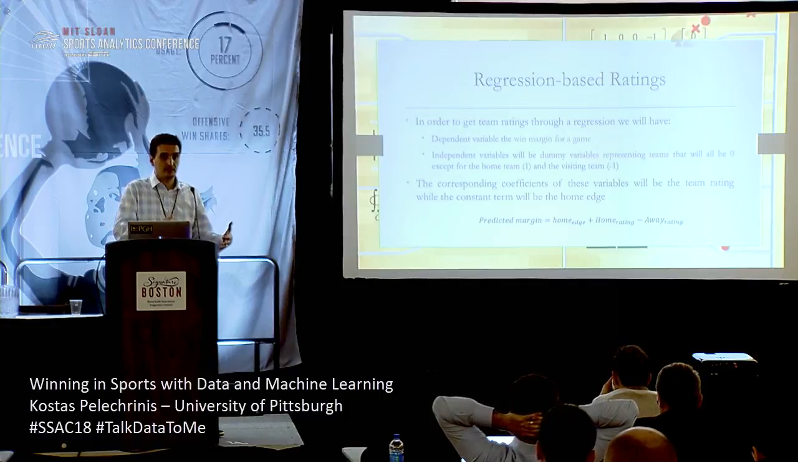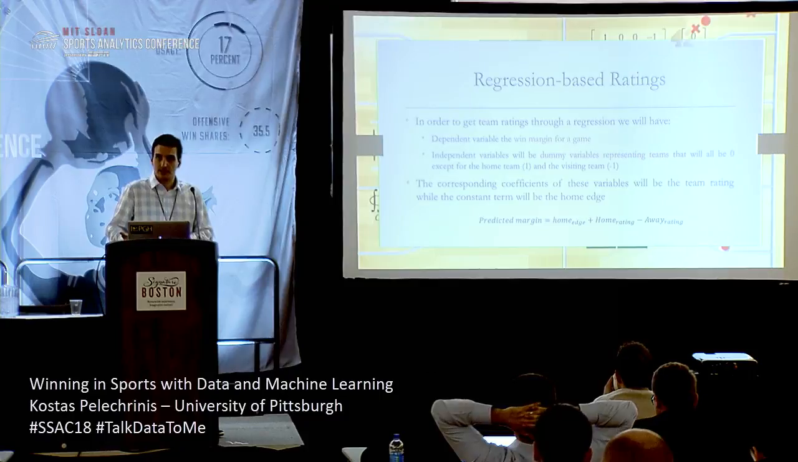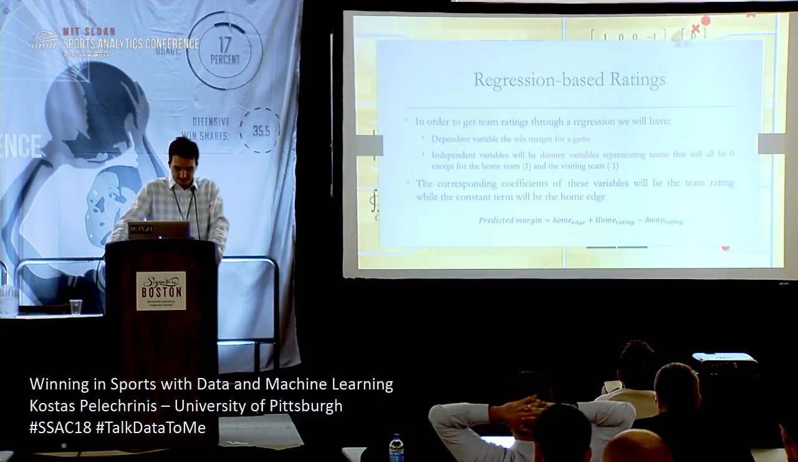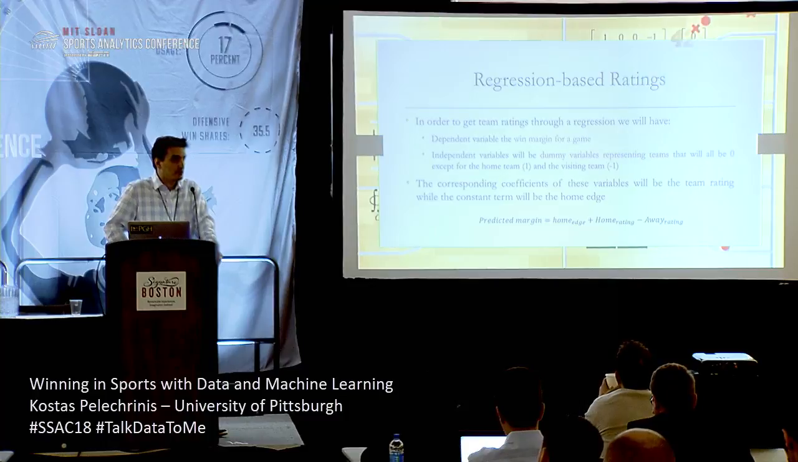Your independent variables are the teams, and indicators whether the team is playing at home, is playing away, or is not playing at all in the specific game. And your dependent variable is the score differential between the teams. Now, if you solve and you learn the coefficients of this regression, then you can have a prediction, as we said, for what would be the outcome of a game between these two teams by having the home edge, that as we will see, we can learn through the regression as well, the home team rating minus the away team rating.